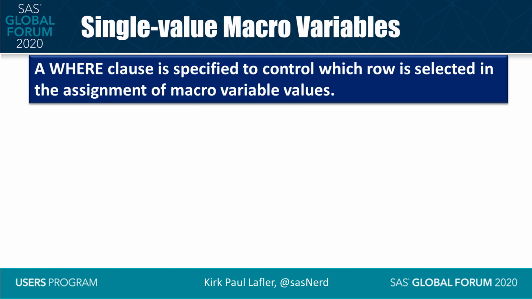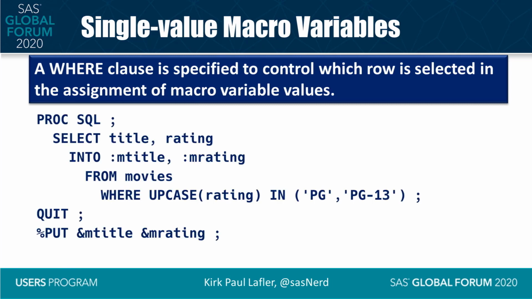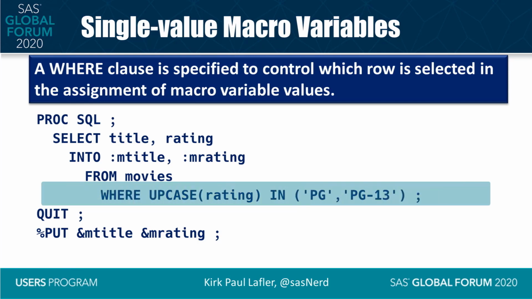The where clause gives some control over what row or observations are going to be used to populate your macro variables. So in this case, we're carrying on with the same example from the previous example, selecting title, rating, creating two macro variables, M title and M rating, where upcase rating is either PG or PG-13.